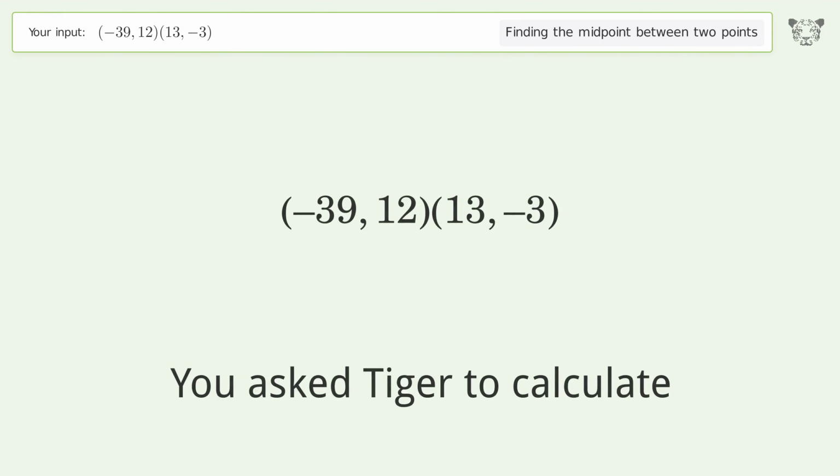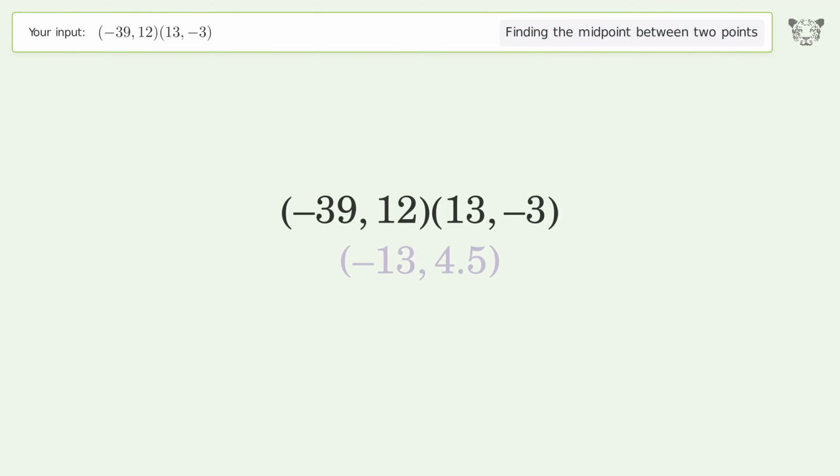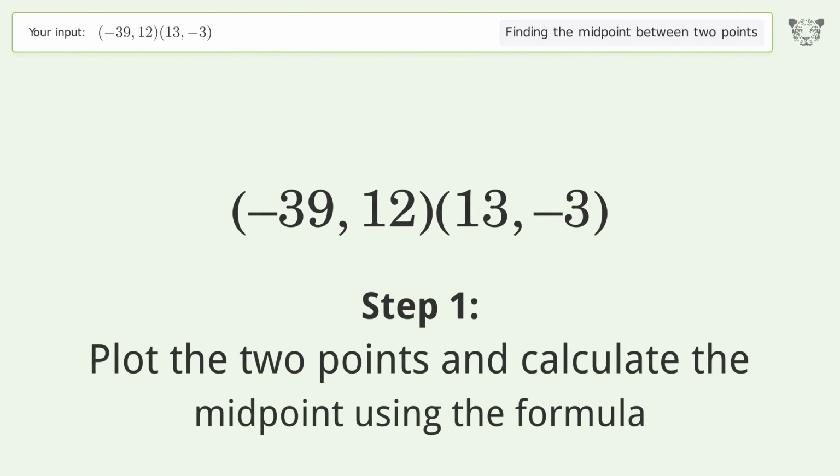You ask Tiger to calculate. This deals with finding the midpoint between 2 points. The midpoint between the 2 points is -13, 4.5. Let's solve it step by step. Plot the 2 points and calculate the midpoint using the formula.